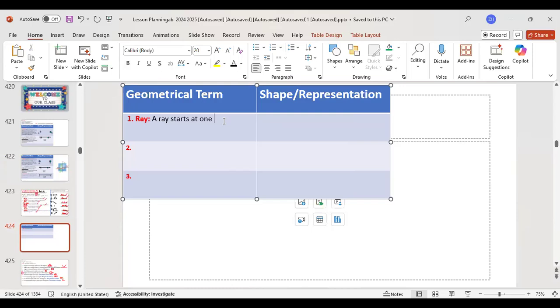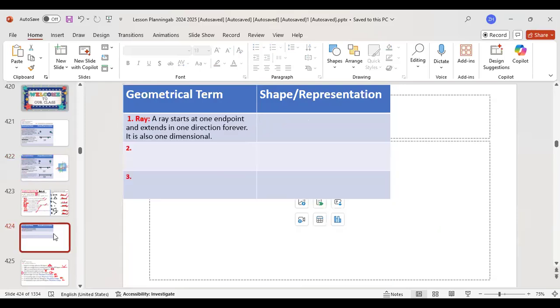Yes, sir. A ray starts at one endpoint and extends in one direction forever. So the notation that we use for it is also one-dimensional. All of these are going to be one-dimensional, for the most part.